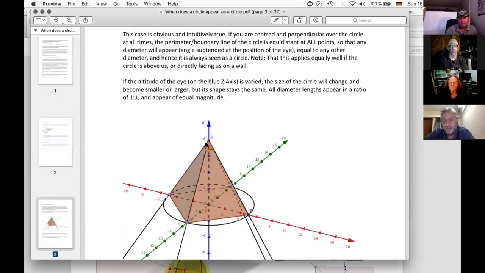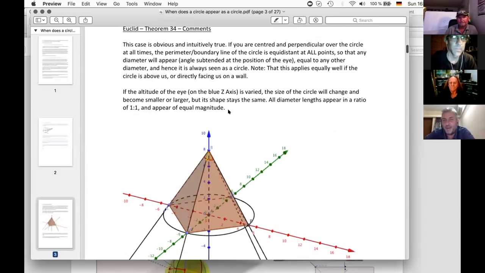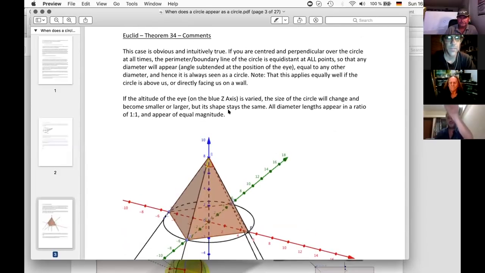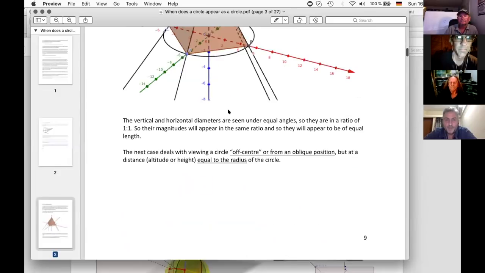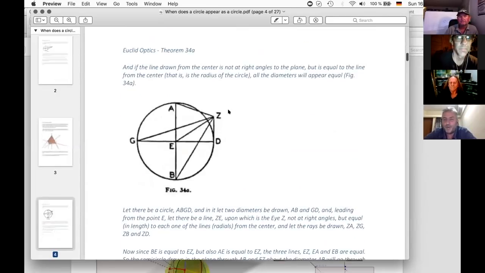The reason for that is that the angle subtended at the eye, that's where my eye is, is always going to be equidistant to any of these two side points. So any diameter will appear to be the same ratio. And if two diameters are the same, then it must be a circle. If two diameters are not the same, then it's an ellipse, right? So that one is very clear, that if I am straight over the center of a circle, or maybe a circle's drawn on a wall and my eye is directly opposite the center, then I can move back or move forward. It's always going to look like a circle to me. Agreed? Agreed. Yep.